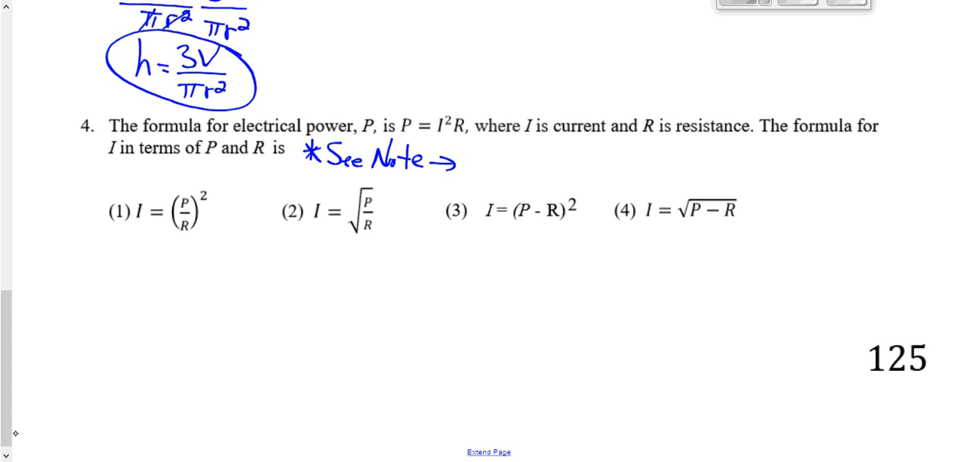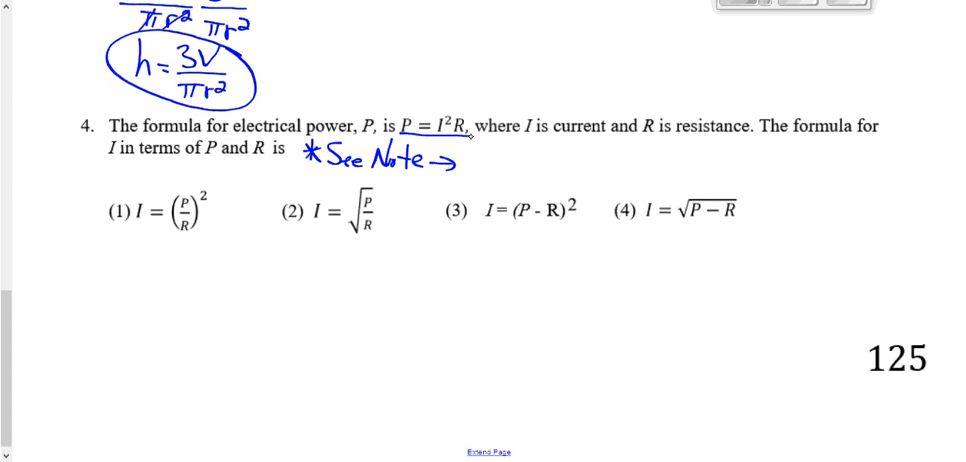Yeah. Okay. So here's our formula. P equals I squared R. I is current, R is resistance, P is power. Okay? And they want us to solve that for what? For I. So they want us to solve it for I.